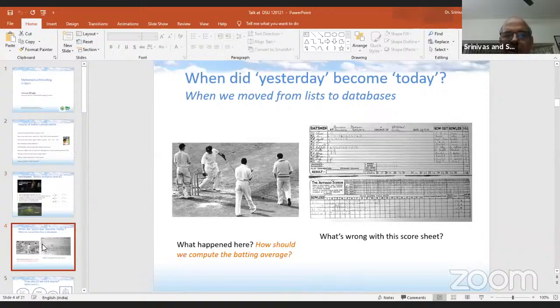Okay. This is a picture. I don't know how many of you know what the picture is. It's a photograph on the left. I suppose some of the seniors amongst you might know, or some of the great cricket enthusiasts might know, which is that picture? Who is that batsman?